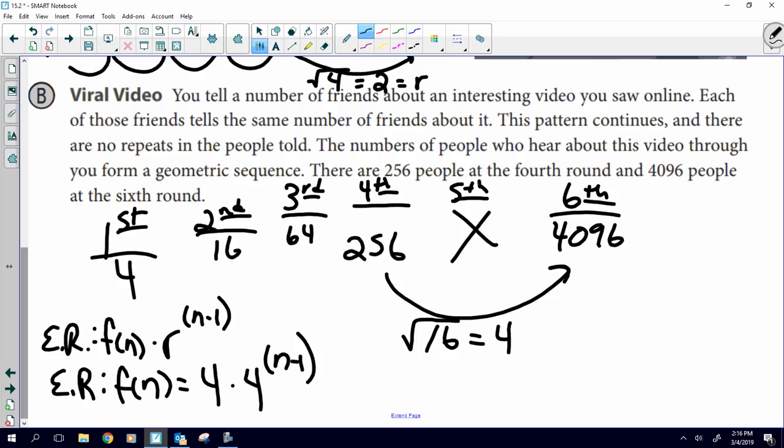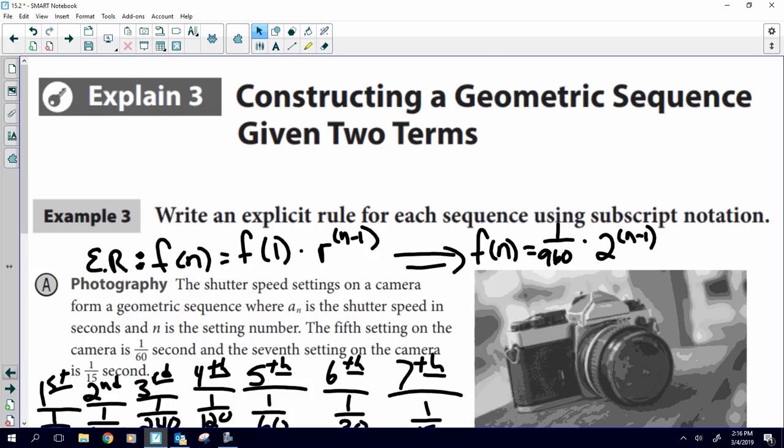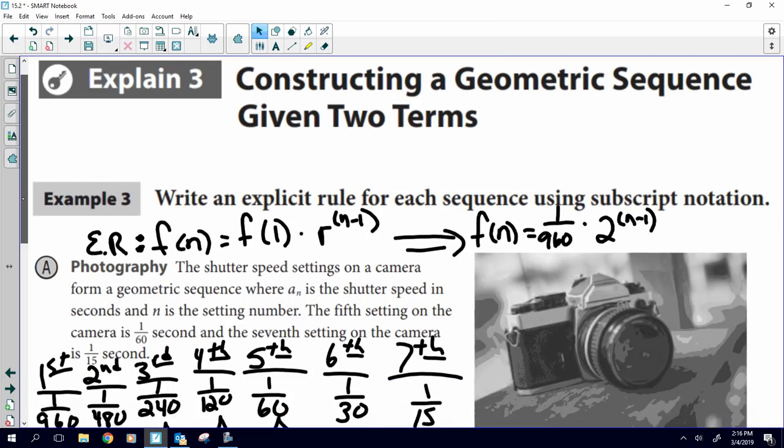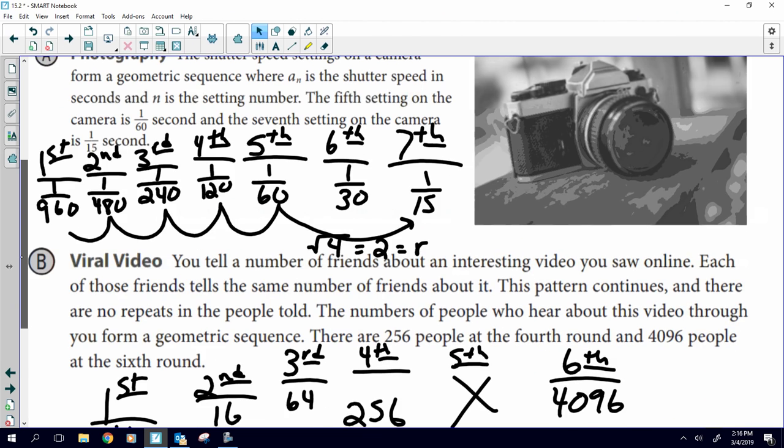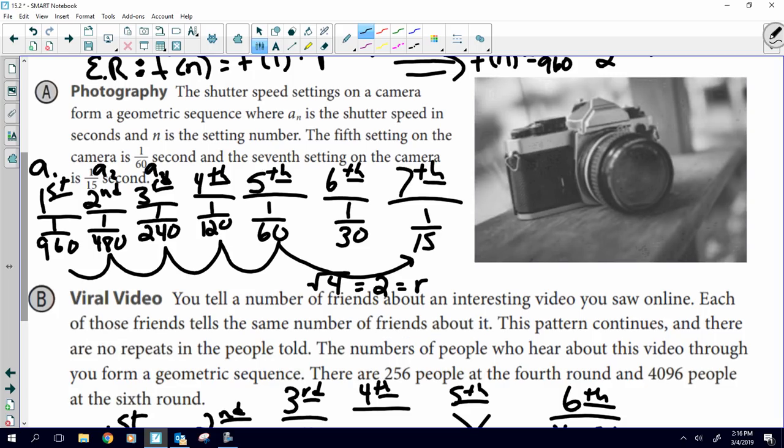Now, I know that when you hit algebra, they're going to be simplifying and doing all that other fun stuff. So don't worry about that. Just leave it in that form. All right. So there we go. So this is your turn. Write an explicit rule for the sequence using subscript notation. Okay? And what they're trying to do with subscript notation is really over here. This is a sub 1. This is a sub 2. This is a sub 3. All right? You don't have to worry about that too hard.